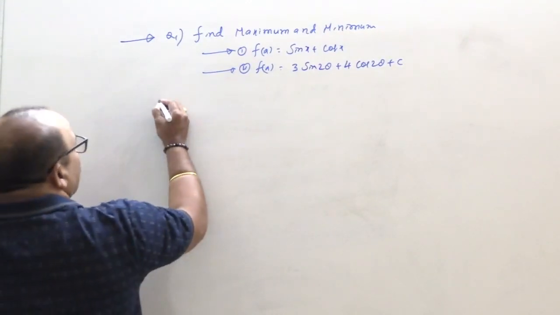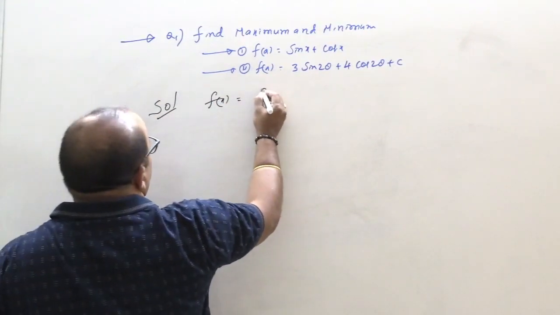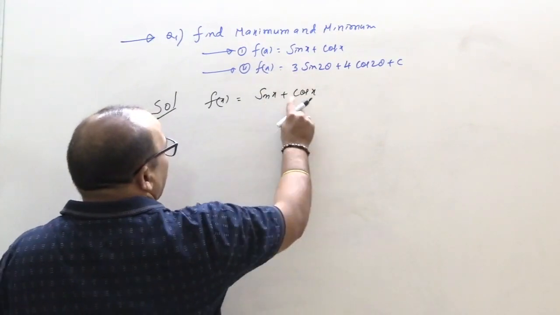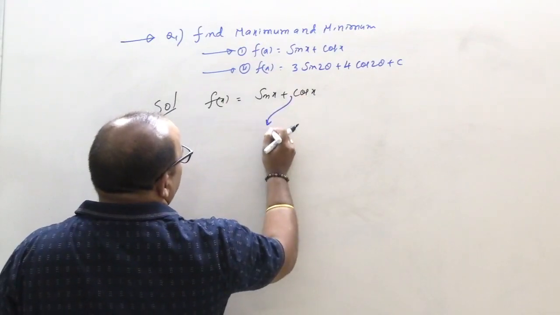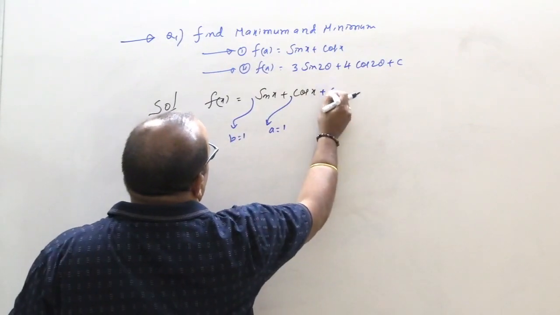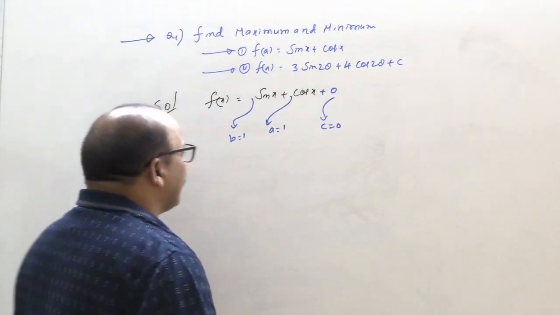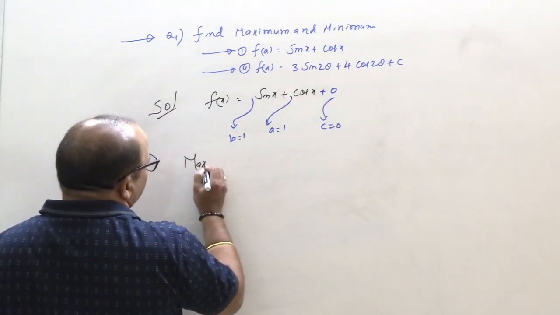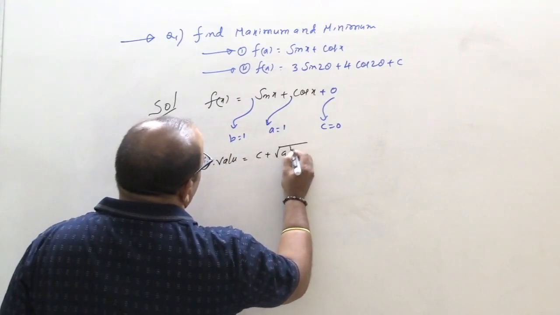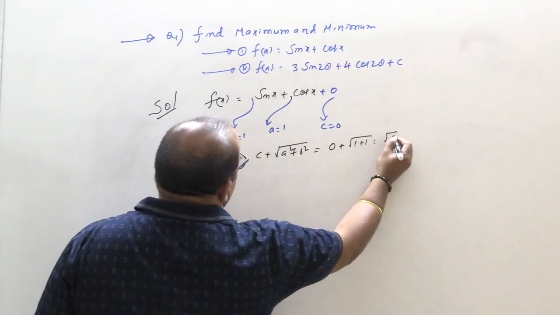I am doing the first one, students: f of x is equal to sin x plus cos x. There is no c. The cos coefficient is a, the sin coefficient is b, and the constant is 0. So what is the maximum value, minimum value? Maximum value is c plus root over a square plus b square. This is 0 plus root over 1 square plus 1 square. So this is root 2.